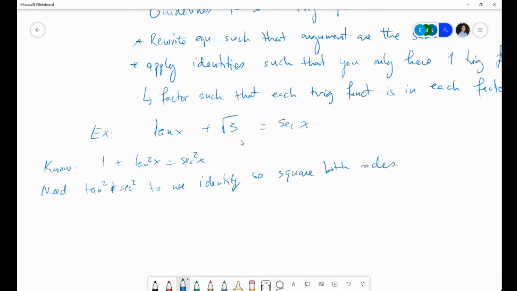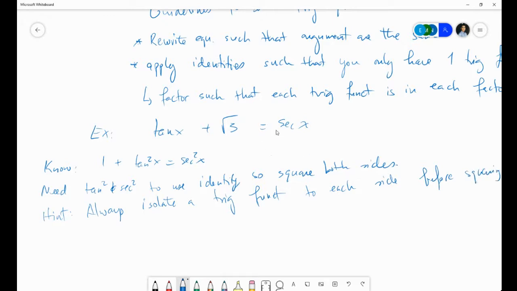You can do this because now you have an equation. You're not restricted to just multiplying by 1 anymore. So a hint here is to always isolate a trig function to each side before squaring.